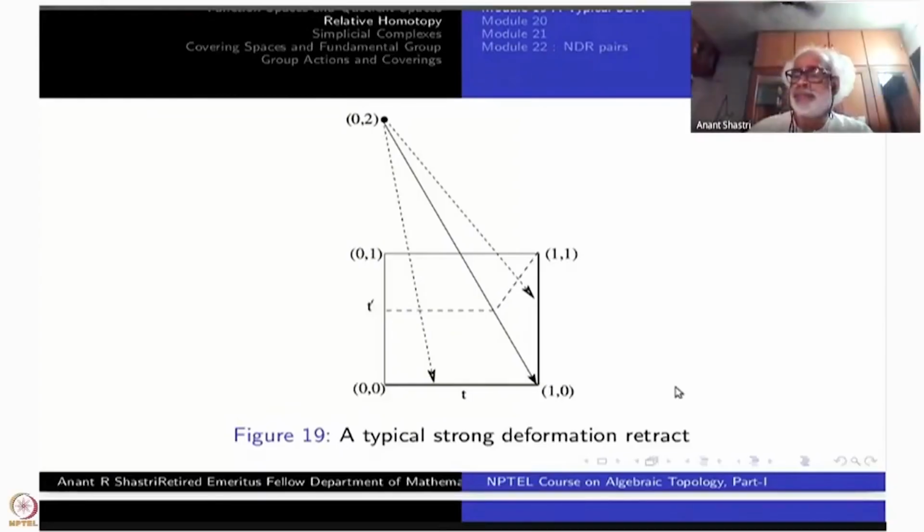Last time, remember this picture in which we showed that the two segments here on the boundary of the square is a deformation retract, a strong deformation retract of the entire square, I cross I. Just reflect this picture along the y-axis.